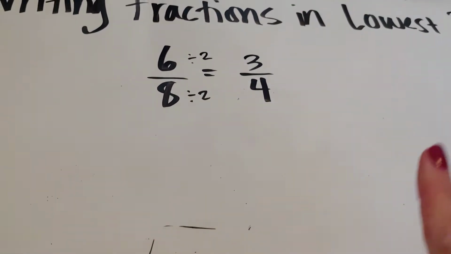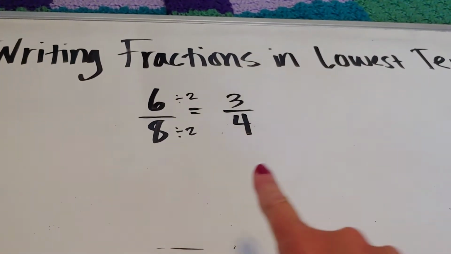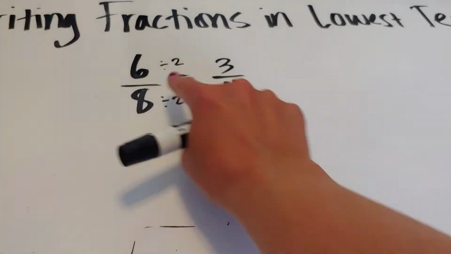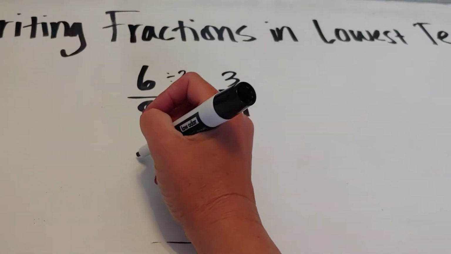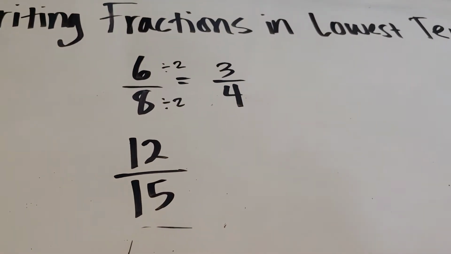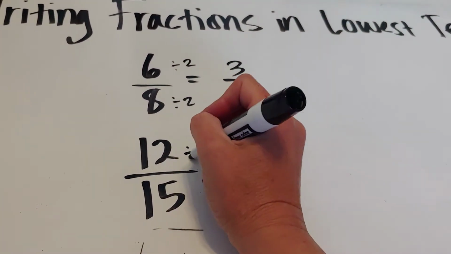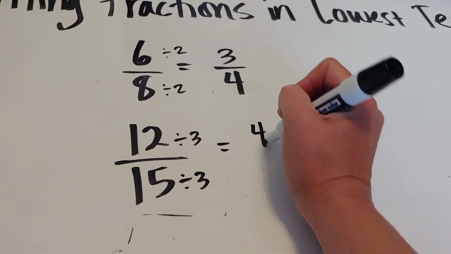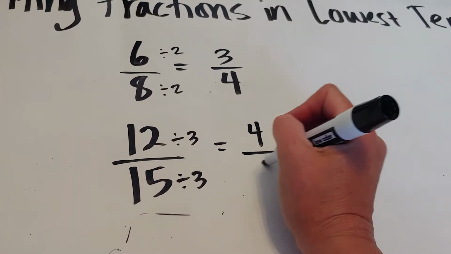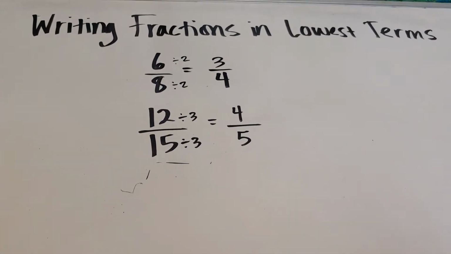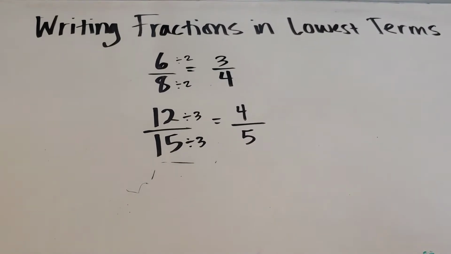Okay, so when I say that I want to write a fraction in lowest terms, what I want to do is do this reducing or simplifying. So if I had something like 12/15, and I wanted to reduce that, I would reduce this by 3. So 12 divided by 3 is 4, 15 divided by 3 is 5. Now, this is all good and great, but your students are going to be like, how'd you know 2?